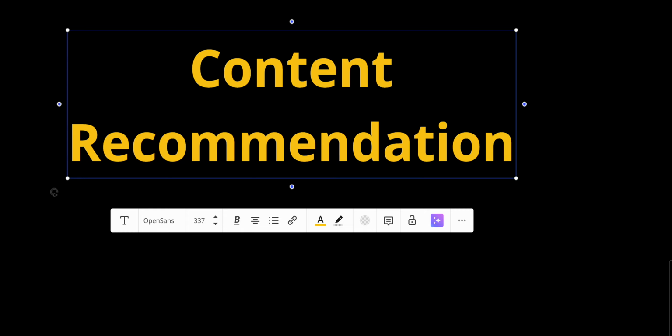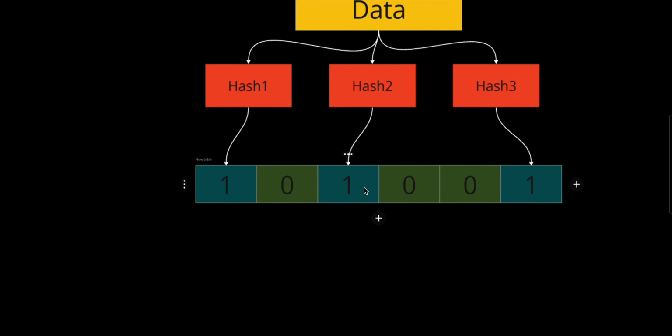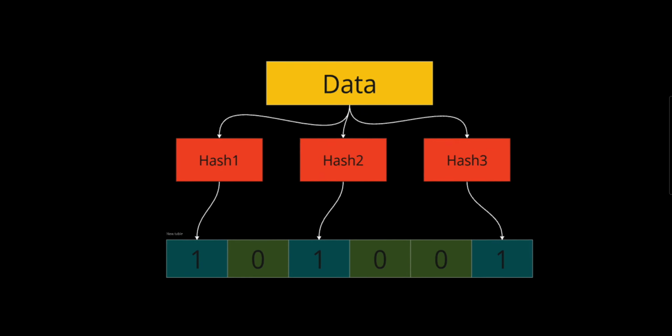Number 5, it's also been used in social network friend recommendations. Platforms like LinkedIn and Facebook ensure they don't suggest people you are already connected with. A Bloom filter helps by quickly checking your existing lists. So it looks like Bloom filters are widely used in the real world.